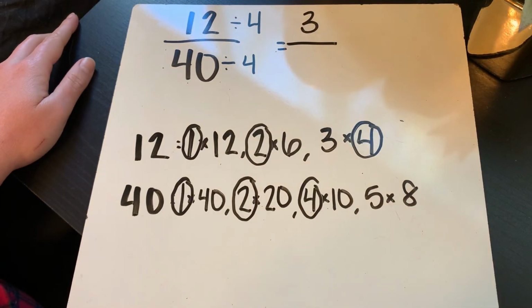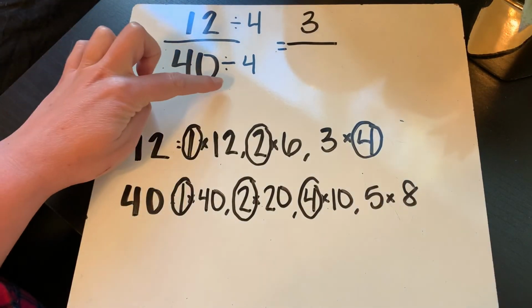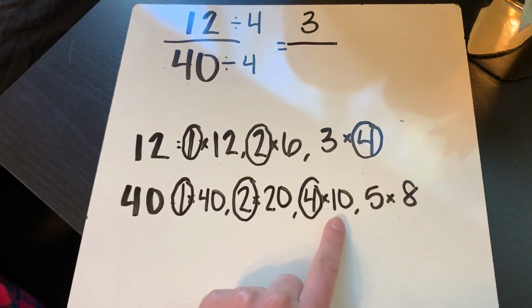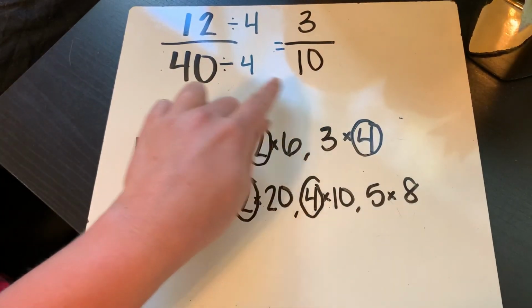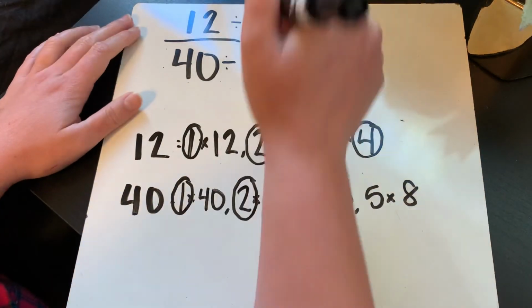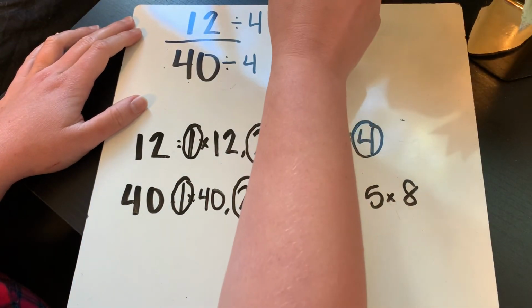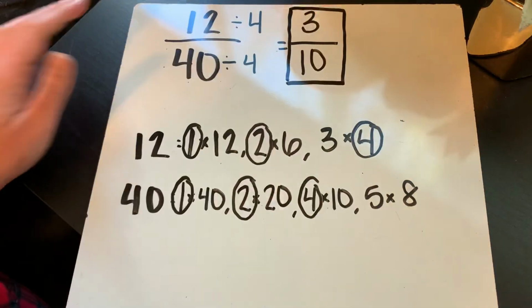Okay, we're going to do the same thing for 40 divided by 4. 40 divided by 4 is 10. Or 10 times 4 is 40. And our simplified answer is 3/10.